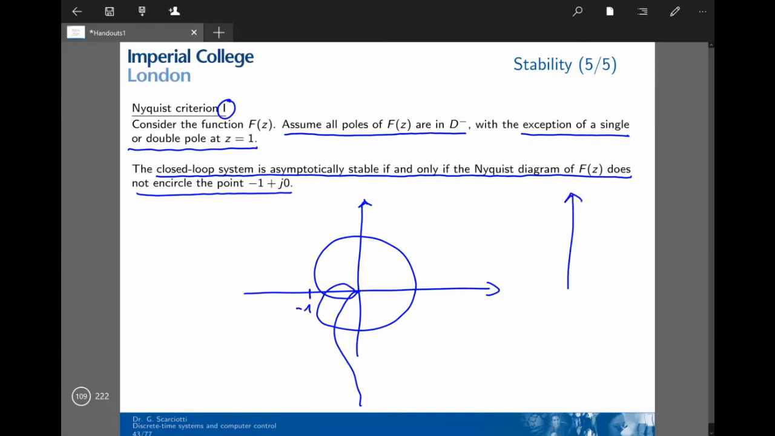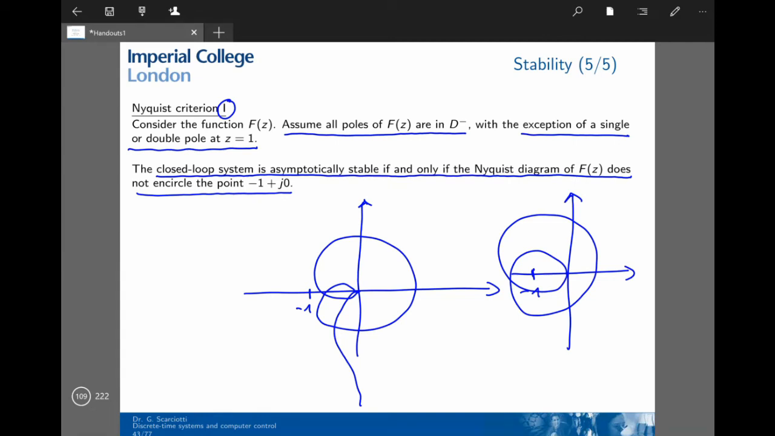If instead we have a diagram that, so here we have the point -1, does something like this, we see that the diagram is going around -1. Then this means that the system is not asymptotically stable using this criterion.